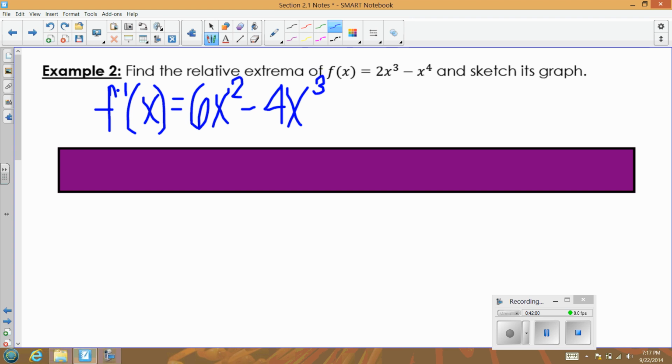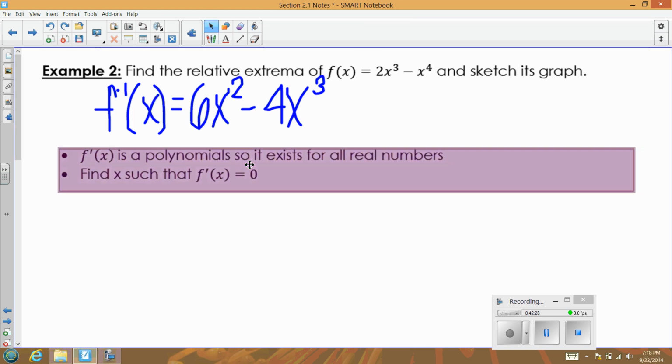Now, we have to decide where the critical values are. So first of all, figure out if there's any values where the derivative does not exist. Well, if you look at the derivative, it's a polynomial again, so polynomials are continuous. It's going to exist for all real numbers. The second thing then is to find your x values where the derivative equals 0.